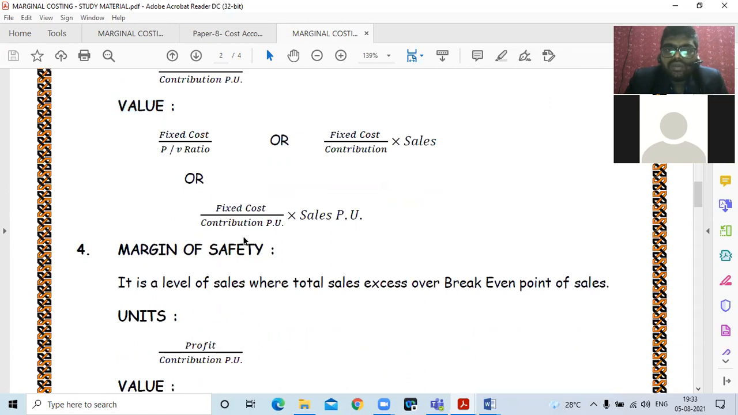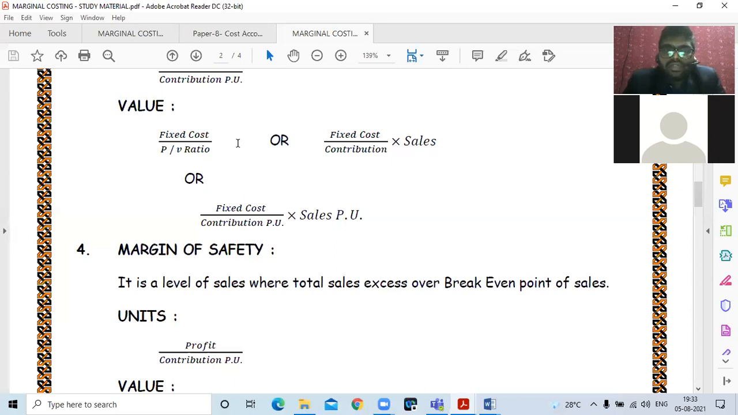Then the last one is your margin of safety. What do you understand by the term margin of safety? Margin of safety means a situation where your break even has been finished, and now you are at the profit situation. You started earning the profit. After some years, when your startup has emerged as a developing or growth company, that is the situation when you will start earning the profit. That is what is called your margin of safety.